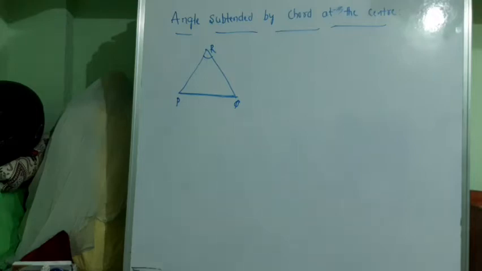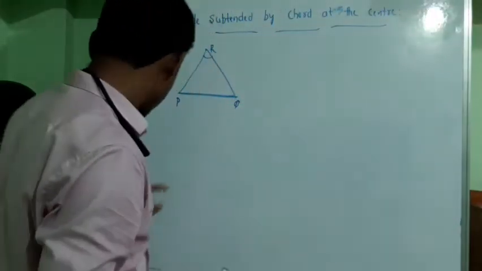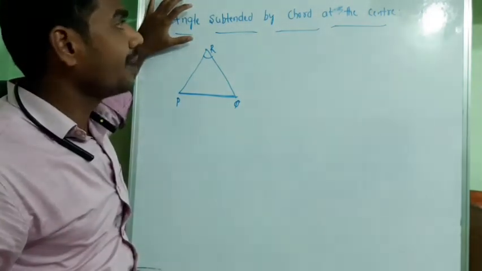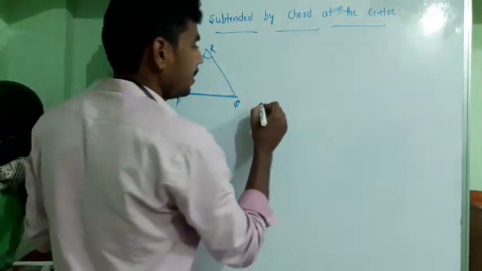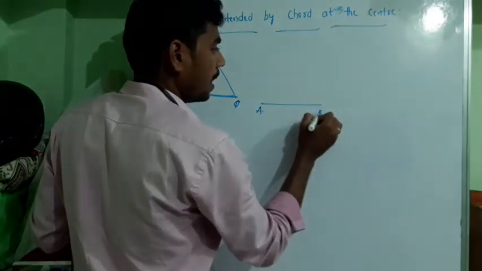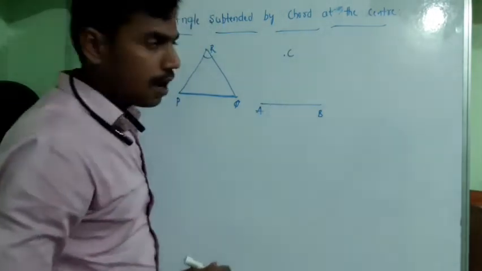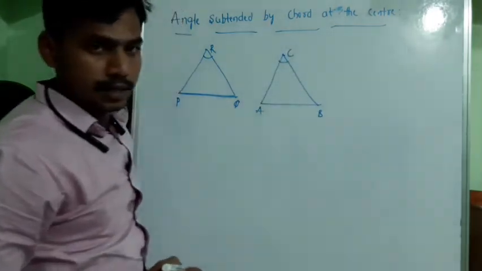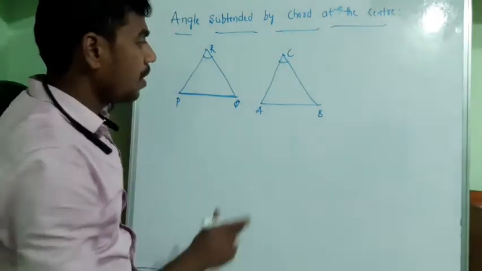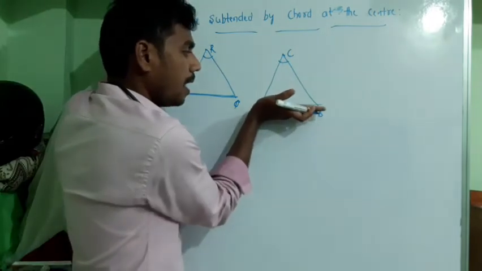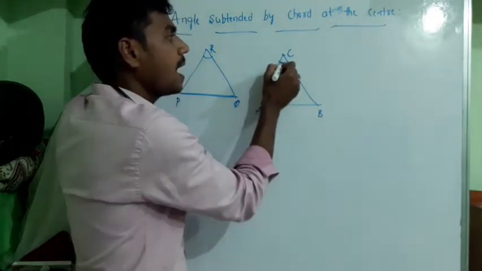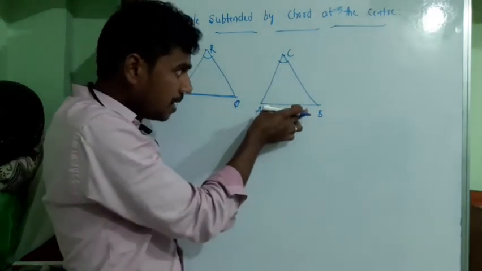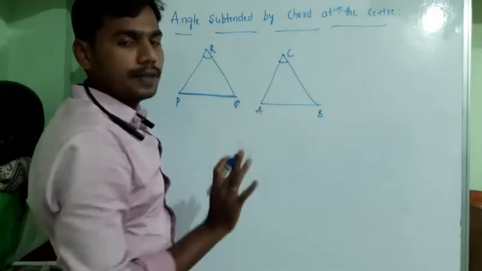Dear student, we'll continue with exercise 10.2. Here, you are going to study the angle subtended by a chord at the center. Suppose I take a line AB and C is a point away from the line. If I join AC and BC, an angle is formed at C. So we say line AB subtends an angle at point C.